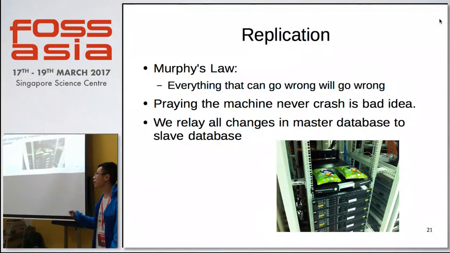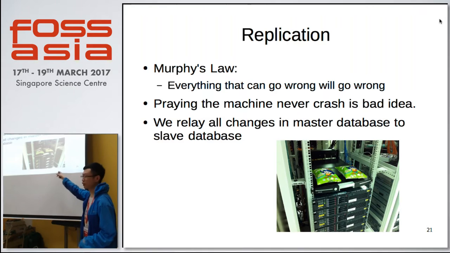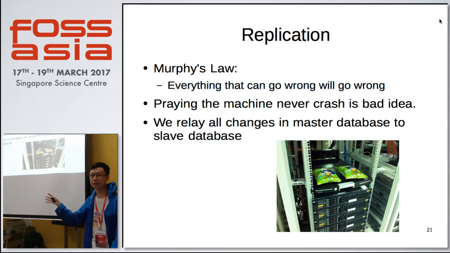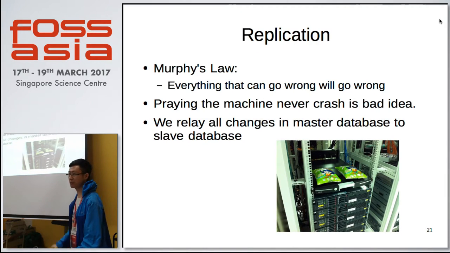What is replication? In Murphy's law, everything that can go down, will go down. Some Taiwanese people will put snacks on the server rack to pray for the server to not go down. But being a responsible engineer, you should not use this way. We build up replication to relay all the changes in the master to the slave, to keep the data between master and slave synchronized. Even if the master goes down, we can immediately switch all the traffic to the slave to keep the service online. This is the principle of replication.